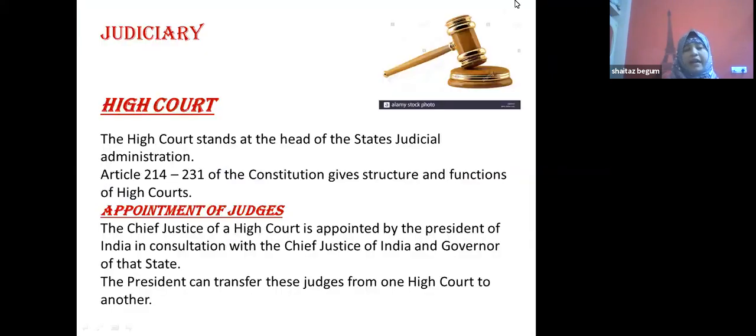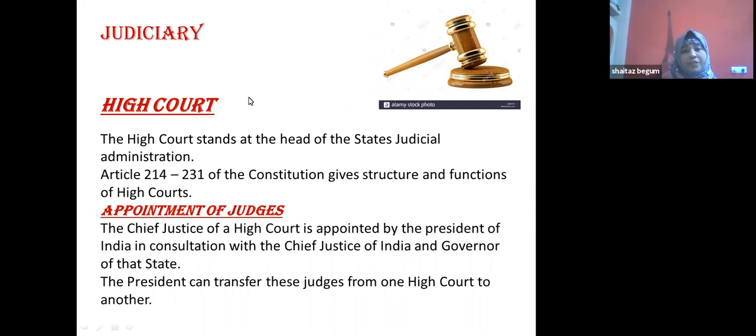So here we have discussed the state legislature. We have discussed the legislative assembly. We have discussed the legislative council. Now let us discuss the state judiciary. What is that? It is the third organ of the government, isn't it? We have three organs of the government: legislature, executive, and judiciary. What is the primary function of the judiciary?